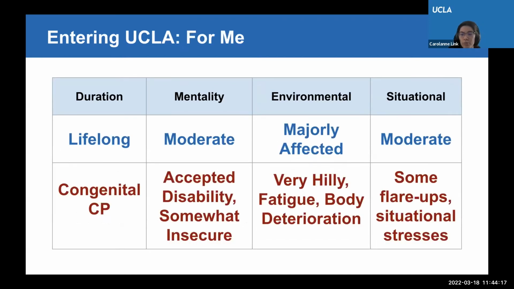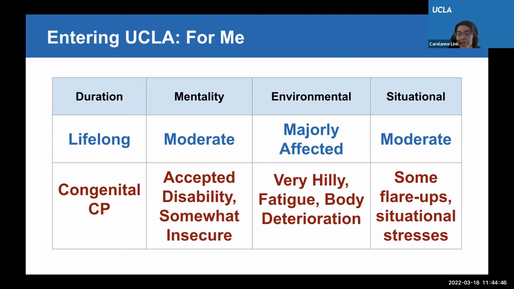So to bring this on a more personal level, this is my set of axes when I started my undergraduate journey at UCLA. My duration was lifelong. I have congenital cerebral palsy. My mentality was moderate. So even though I had had it for my entire life, I'd accepted it because I didn't know anything different, but I was really insecure about how I presented myself. Of course, that's part of just growing up and becoming an adult and being in a new place. But I do notice that discrepancy between that lack of confidence I faced.